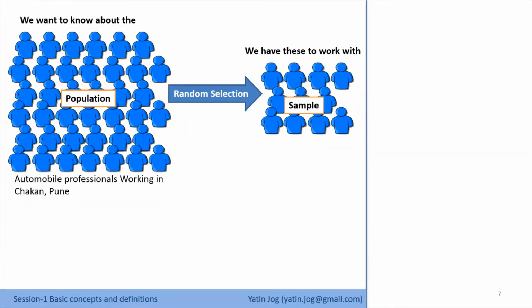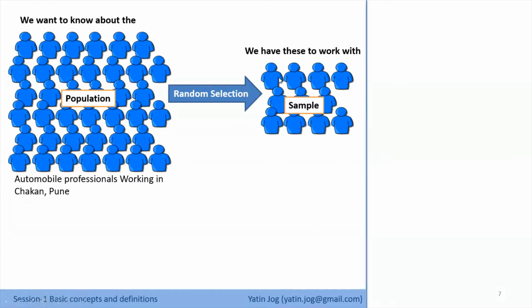Fine. So what we want to know about is population. What we have to work with is sample, which are a few selected from the population itself. Suppose out of 50,000, I'll take a sample of 500. So it is possible for me to go and collect data from 500 objects, and that I can complete in a month's time. That is okay.